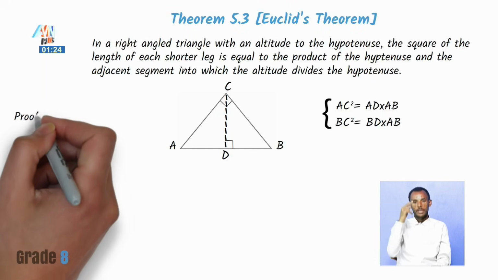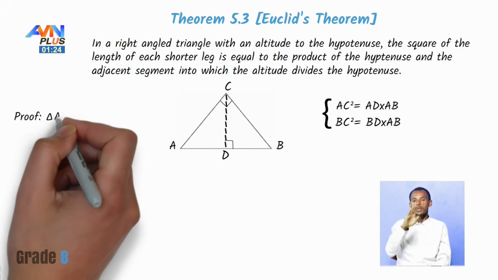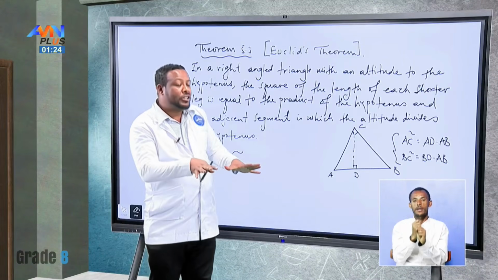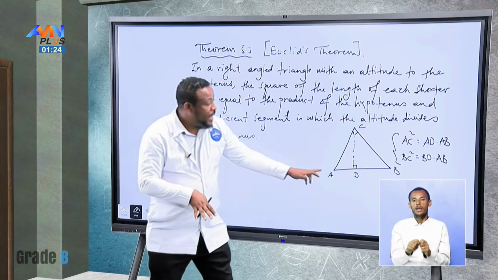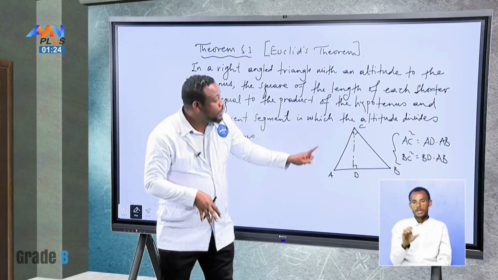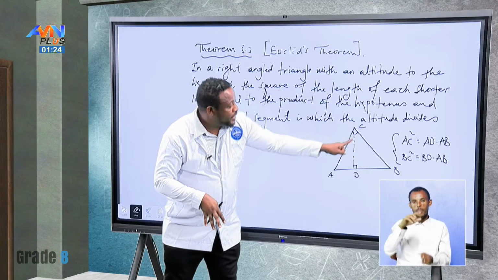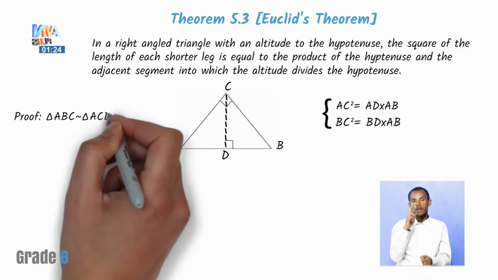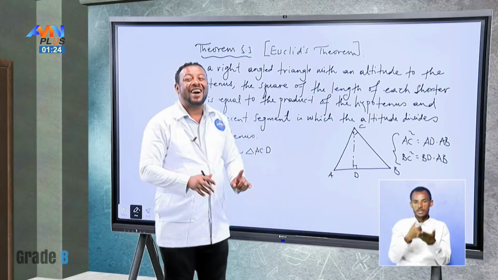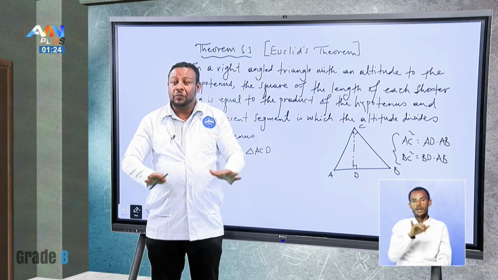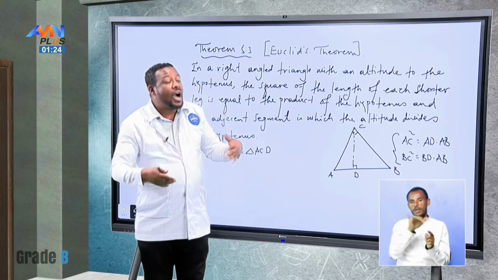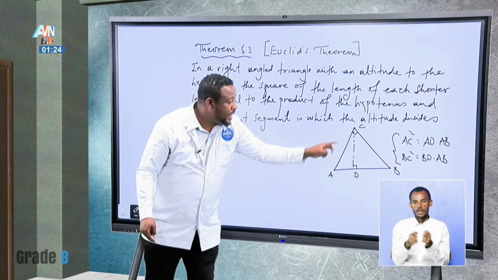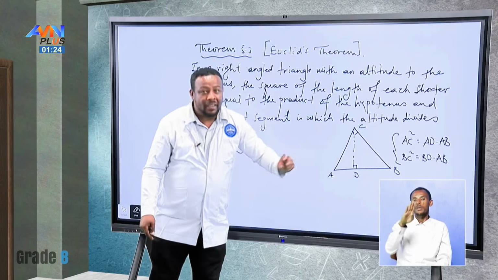Consider triangle ABC. You can find a similar triangle which is similar to ABC. ABC is similar to ACD. These two triangles are similar. We have seen different similarity theorems. How can we say these two triangles, ABC and ACD, are similar?